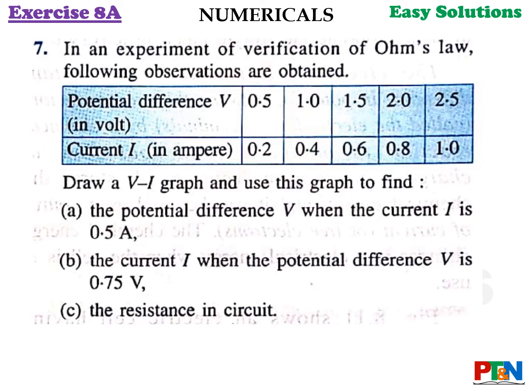You need to find the potential V when the current is 0.5 from that graph, and you need to find the current when the potential difference is 0.75, and you need to find the resistance of the circuit. So first you need to draw the graph, the VI graph.